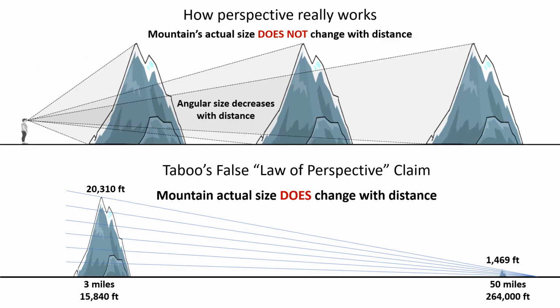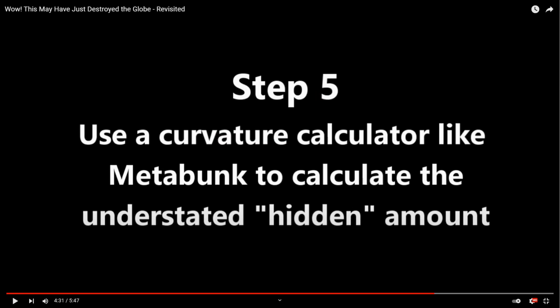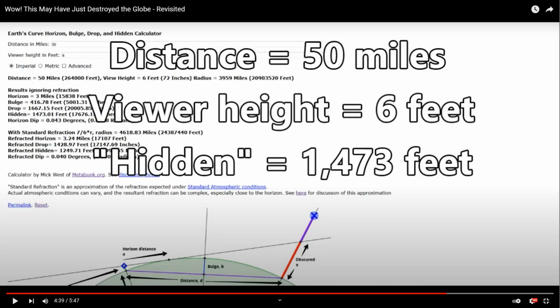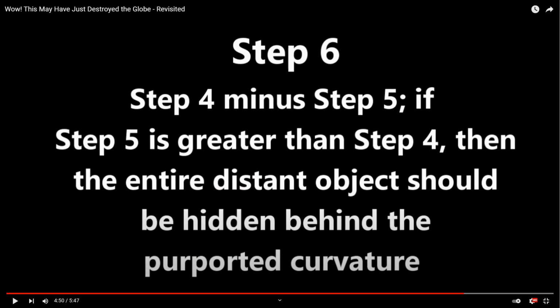Is how perspective works really that confusing for flat earthers? So in this case, Taboo made an erroneous calculation by changing the actual size in feet to an apparent size in feet. Next, we have step 5. Use a curvature calculator like Metabunk to calculate the understated hidden amount. And at 50 miles with a viewer height of 6 feet, we have a hidden of 1,473 feet. So again, Taboo uses the curvature calculator, and this time is to get the correct hidden amount in actual feet. Step 6. Step 4 minus Step 5.